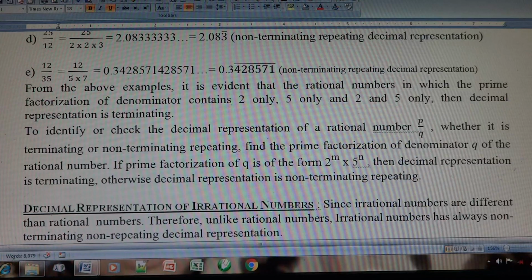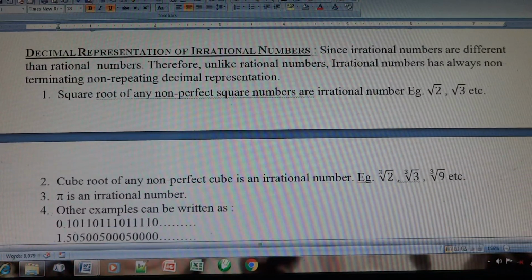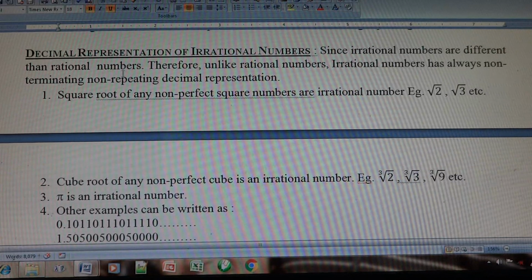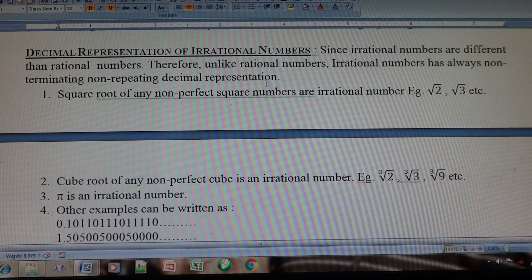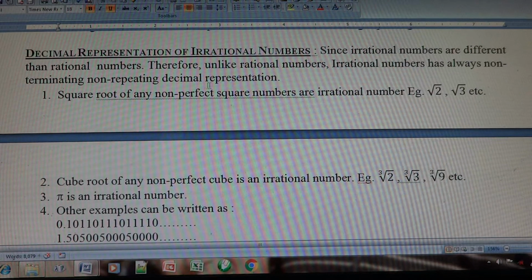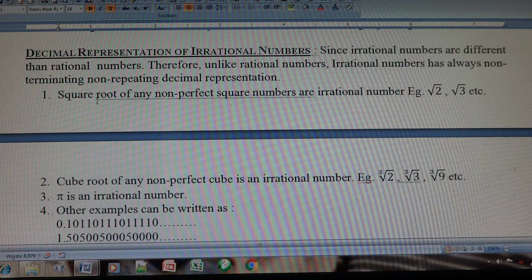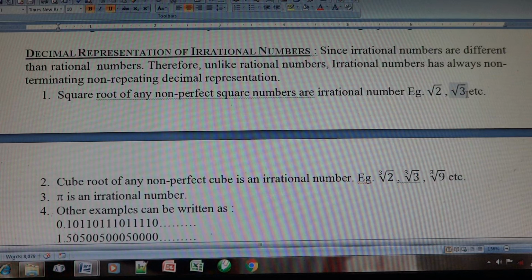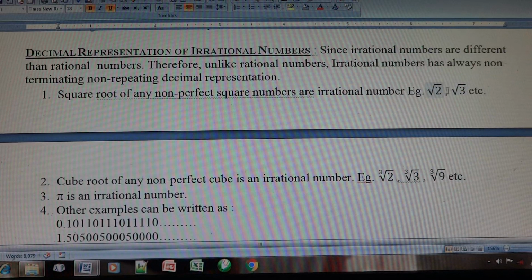Now let us give a look to decimal representation of irrational numbers. Since irrational numbers are different from rational numbers, unlike rational numbers, irrational numbers always have a non-terminating, non-repeating decimal representation. Some examples: the square root of any non-perfect square number is irrational. Root 2, root 3, all these are irrational numbers. So the decimal representation of these numbers is also non-terminating, non-repeating.